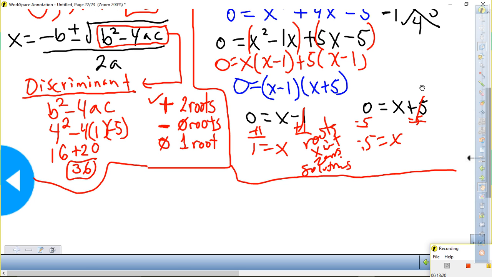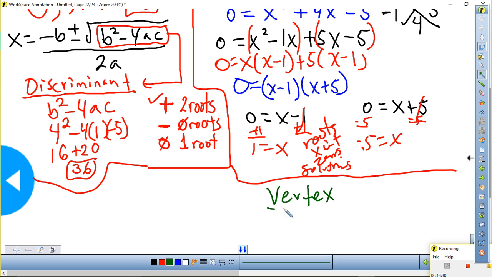To get the vertex, I'm going to write vertex. And what was the definition? The highest or lowest point. But the key word is point. Therefore, we need what? A coordinate. We need an x value and a y value. Let me show you how to get the x value first.